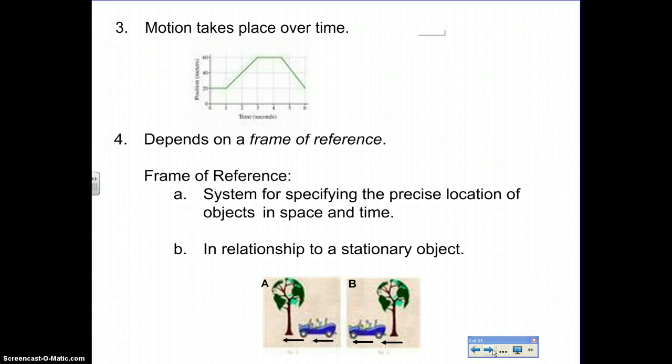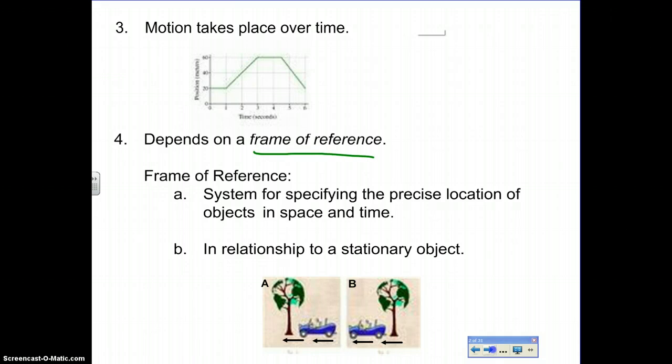In addition to the three dimensions of space, we also recognize there's one dimension of time. So the world we live in is a four-dimensional world with four dimensions of motion. Three dimensions of space, left, right, up, down, forward and back, and one dimension of time. So motion takes place over a time interval. And it depends on something called a frame of reference.